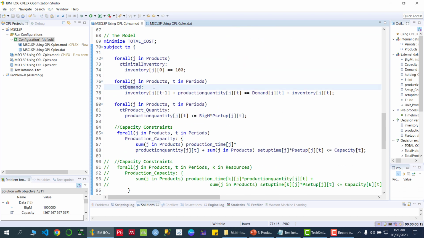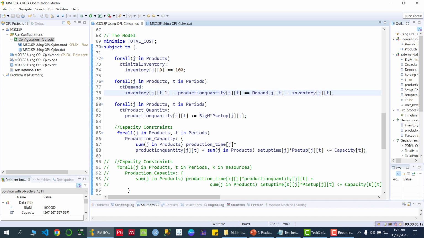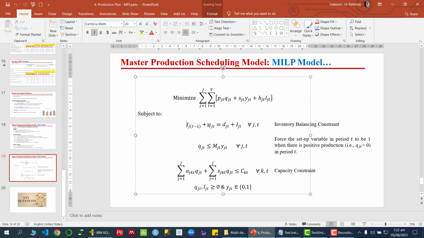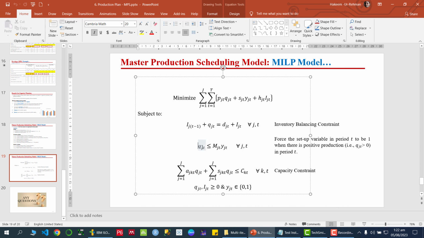Then the next constraint is the inventory balancing constraint for all j and for all t. So this is for all j in product, t in period, and here we are mentioning inventory j t minus 1 exactly. That is the math model we have, and we are translating it into this inventory balancing constraint. The next constraint is that for all j, t, the production quantity must be less than or equal to the big M number multiplied by the Boolean variable, which means whenever we set up product j in period t, then we can produce as much as we can.